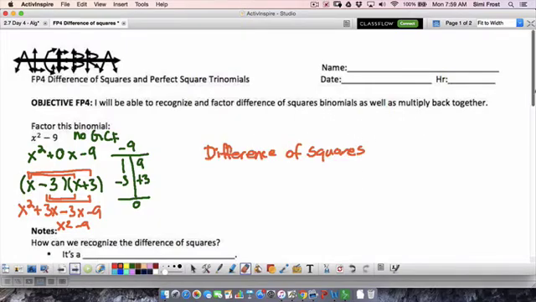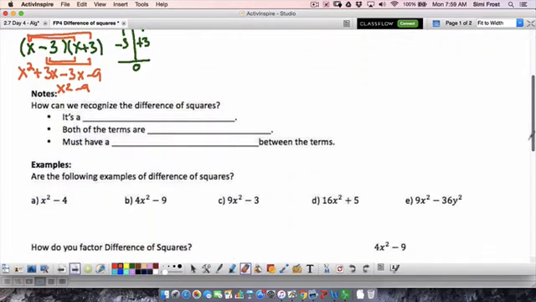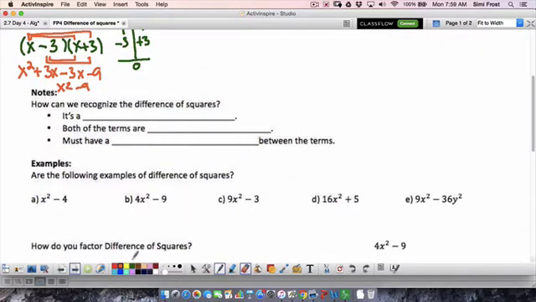Okay, so that's what this front page is about. So how do we recognize the difference of squares? Well, it is a binomial. That's number one. It can only have two terms. So binomial means two terms. Number two, both of the terms are perfect squares.